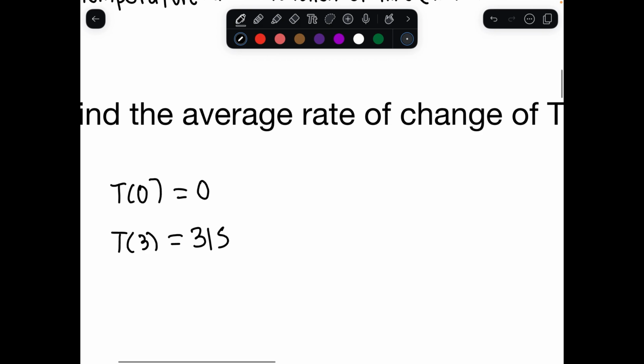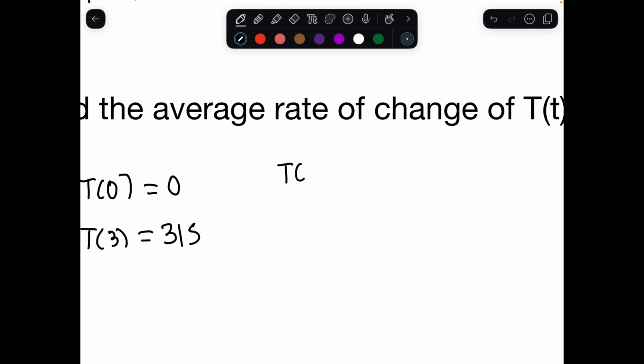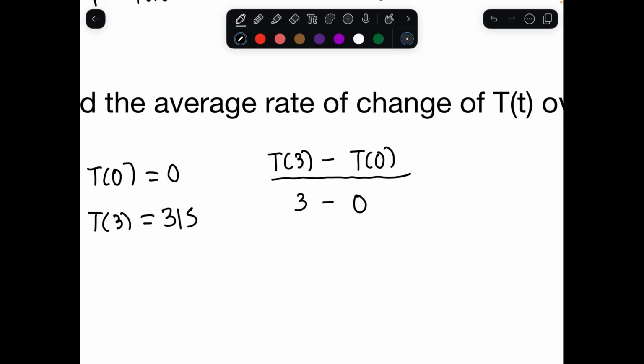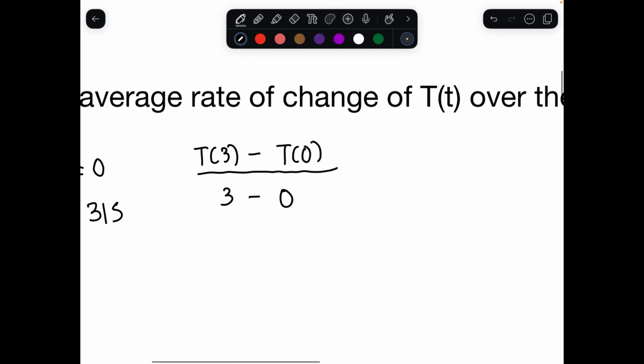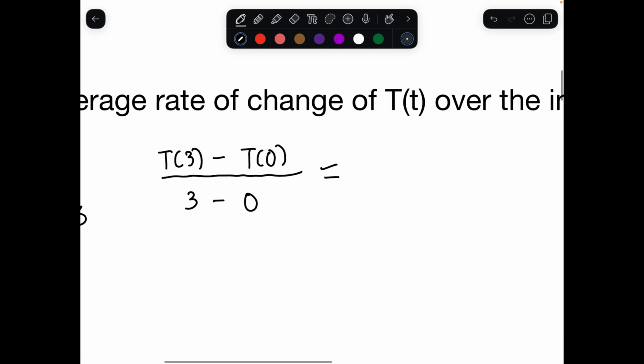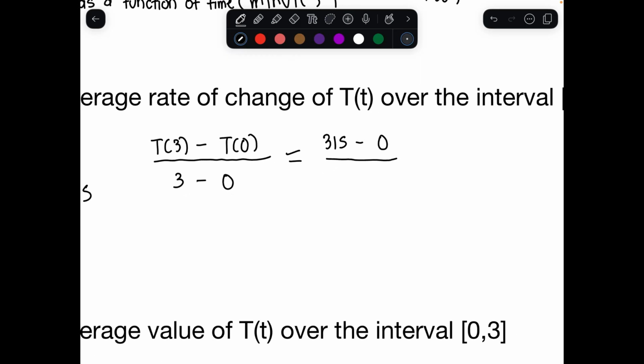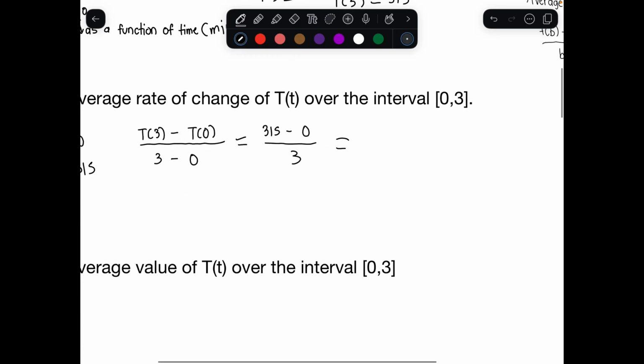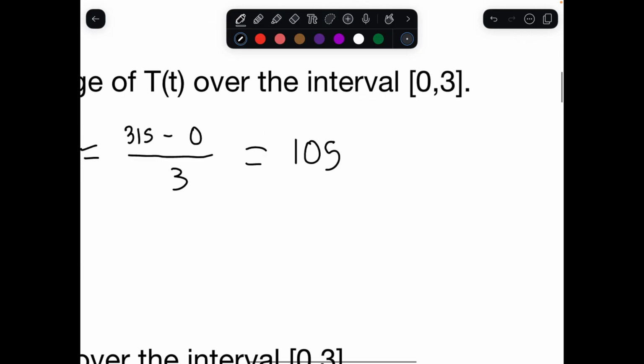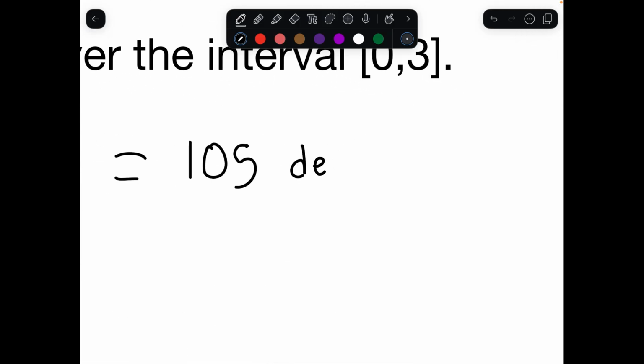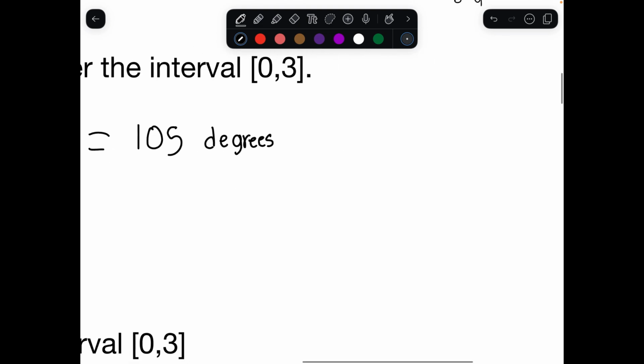And to find the average rate of change, you would do T of 3 minus T of 0, which is your change in y, over your change in x, which is 3 minus 0. If we were to solve this, we would get 315 minus 0 all over 3, which simplifies to 105. And always remember to include units. So this would be 105 degrees per minute.